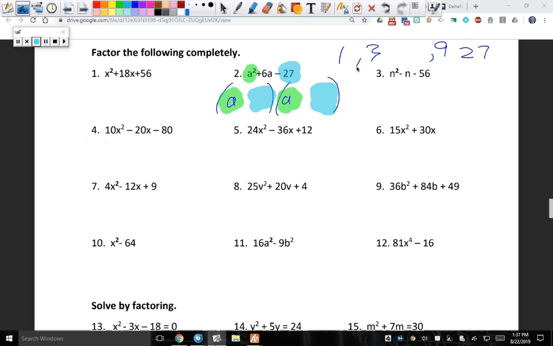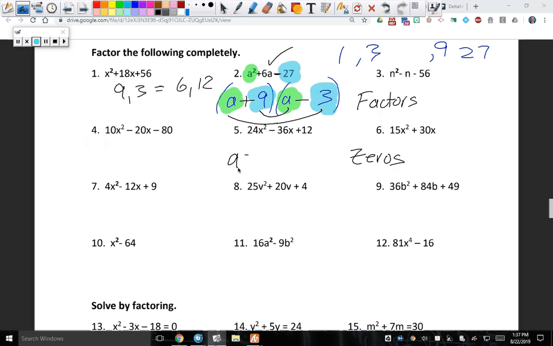Which one should we try first? 3 and 9. So it's a quick trial and error. Watch me. 9 and 3 will either give me what? 6 or 12. There's the 6 I need. So now I just got to make the signs happen. They will multiply to give me a negative, so I know one's going to be a positive, one's going to be a negative. They will add to give me a positive 6. Which one's positive, guys? The 9. This is showing the factors. The zeros are the answers.